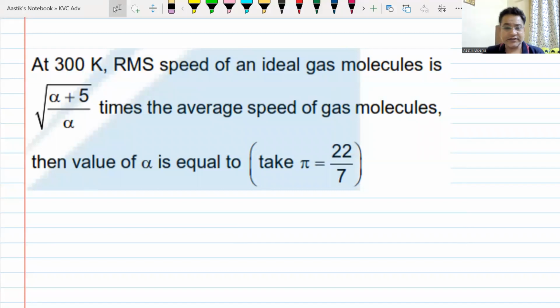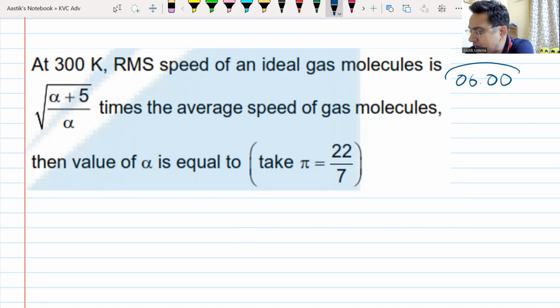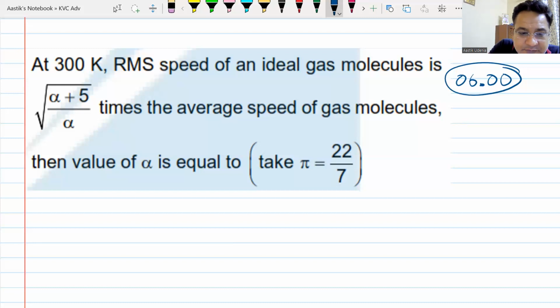This is the next question. It is from section B. You have to give the answer in 2 digits up to 4 significant figures, so it should have tens, ones. The answer should be in this form: 06.00. 4 significant figures, 2 figures after the decimal. At 300 Kelvin, the rms speed of an ideal gas molecule is alpha times the average speed of the molecule. What is the value of alpha? Take pi as 22 by 7.